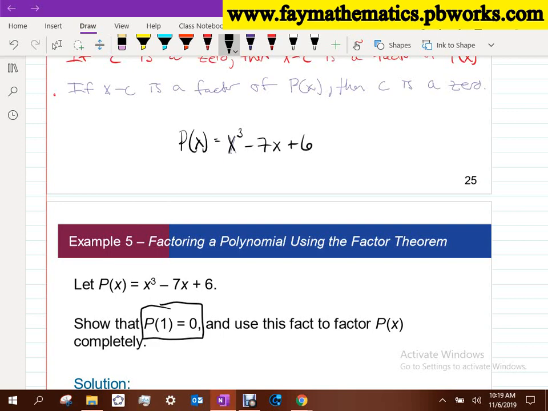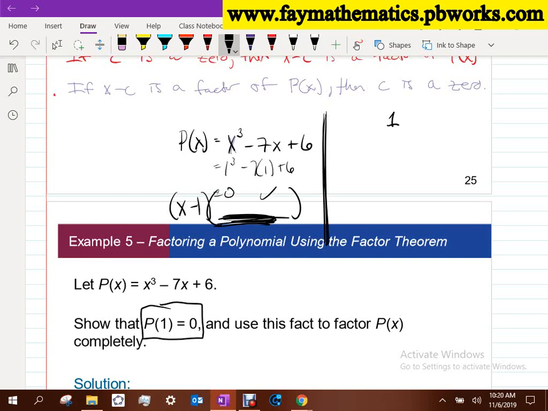Now, here's why synthetic division is a better route. If I just plug in 1 here, all it's going to tell me is 1 cubed minus 7 times 1 plus 6. Yes, that does work. I do get a 0. It means x minus 1 is a factor, but it doesn't leave me with the other factors. Does that make sense?